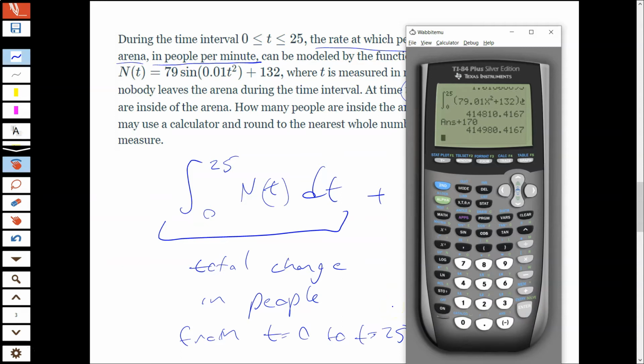414,980, and it says to round to the nearest whole people, which makes sense. So we'd say 414,980 people, and that would be my answer here. Okay. So remember, this is called an initial value problem. So we want to do the total change plus that initial value.